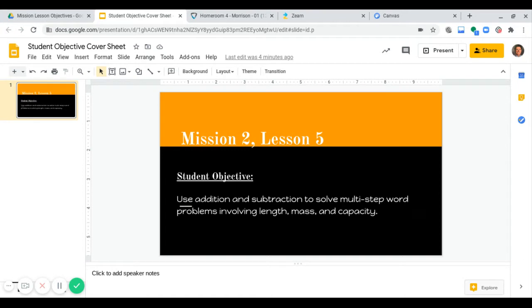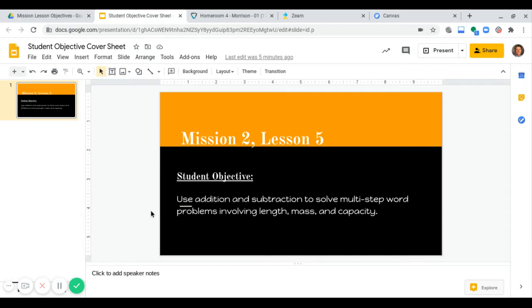All right. Today we are on Mission 2, Lesson 5. And our student objective for this lesson is this: use addition and subtraction to solve multi-step word problems involving length, mass, and capacity. So we're using the skills that we developed throughout this mission. This is the last lesson in this mission.